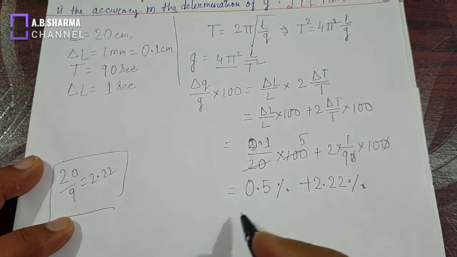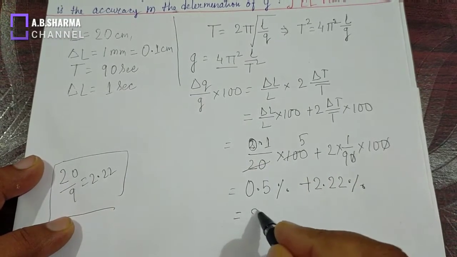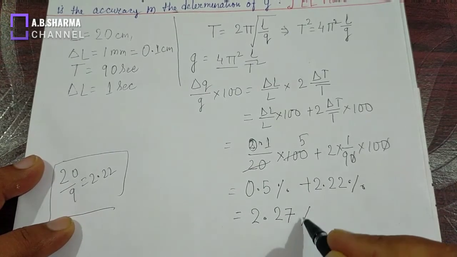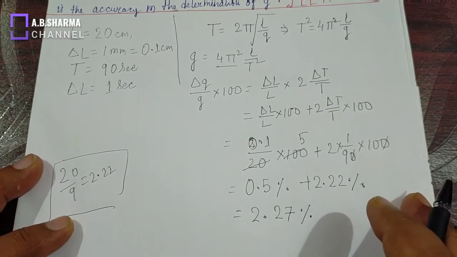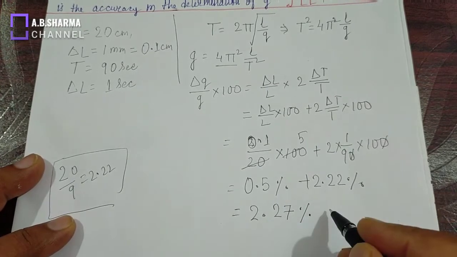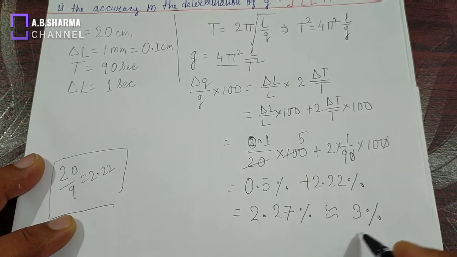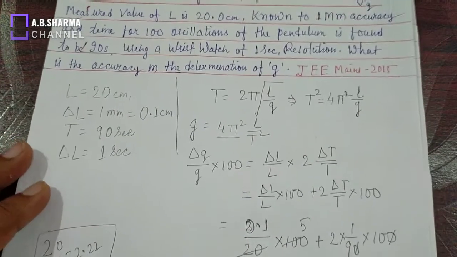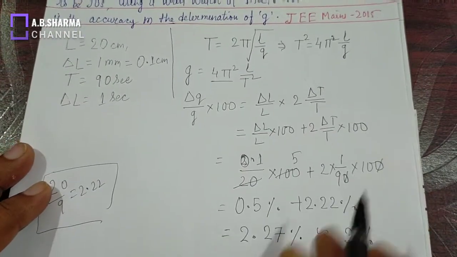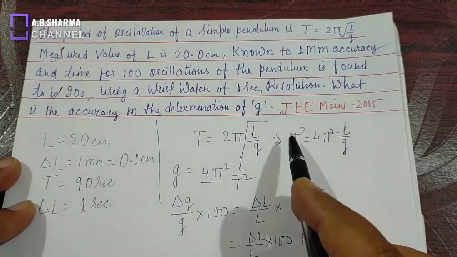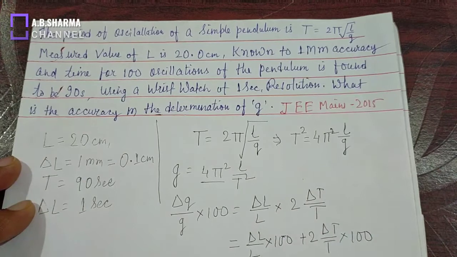Percentage error in calculating acceleration due to gravity is 2.72%, or it is approximately 3%. So this is the answer, and this question was very important, which was asked in JEE Mains 2015.